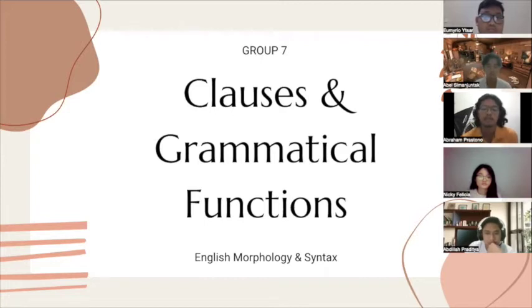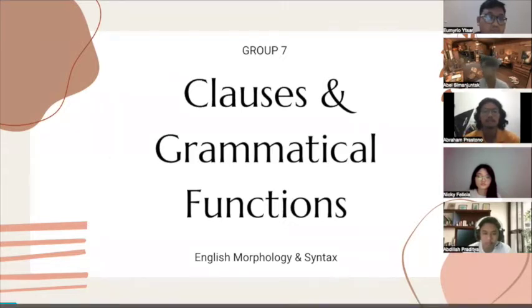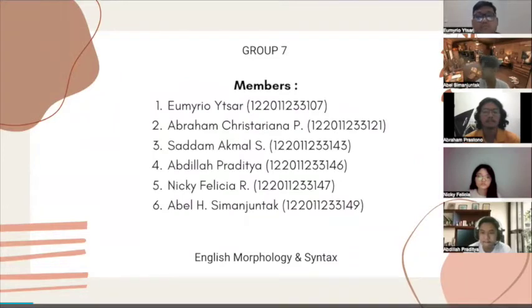We're going to present about clauses and grammatical function. Okay, these are our group members. There are 6 members in our group.